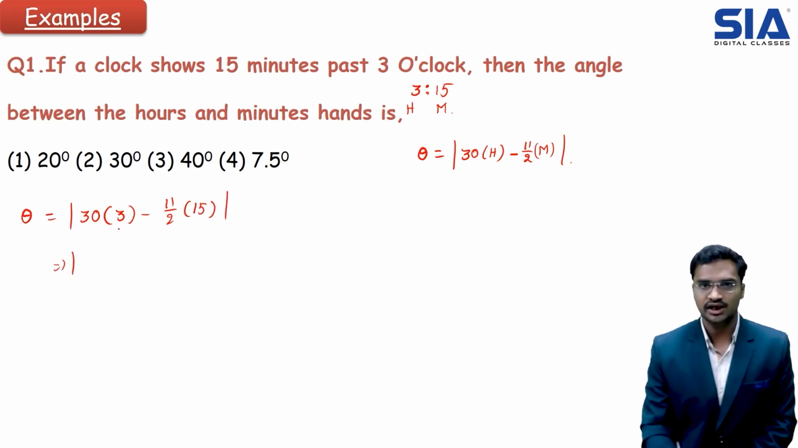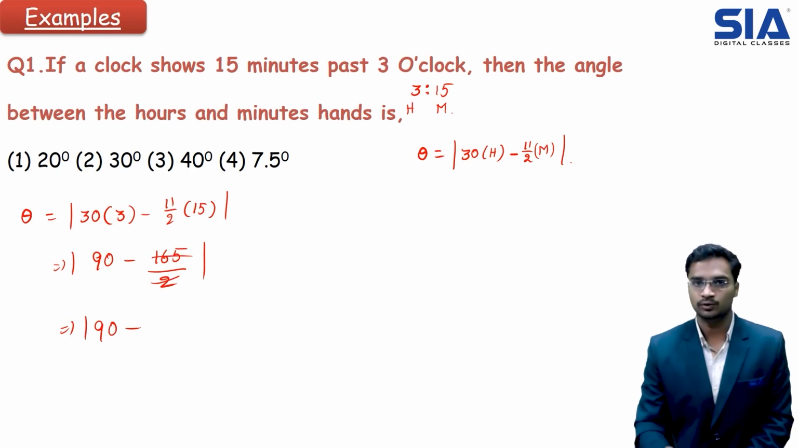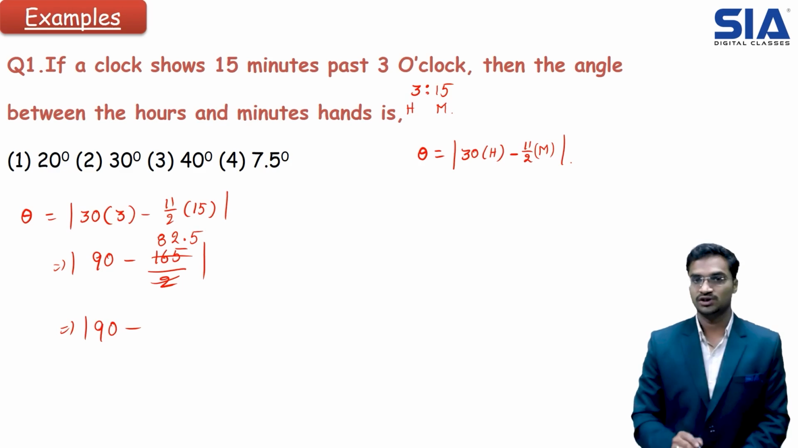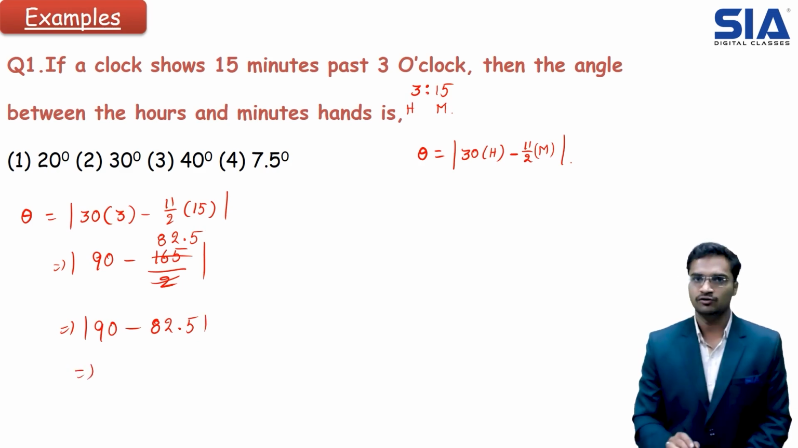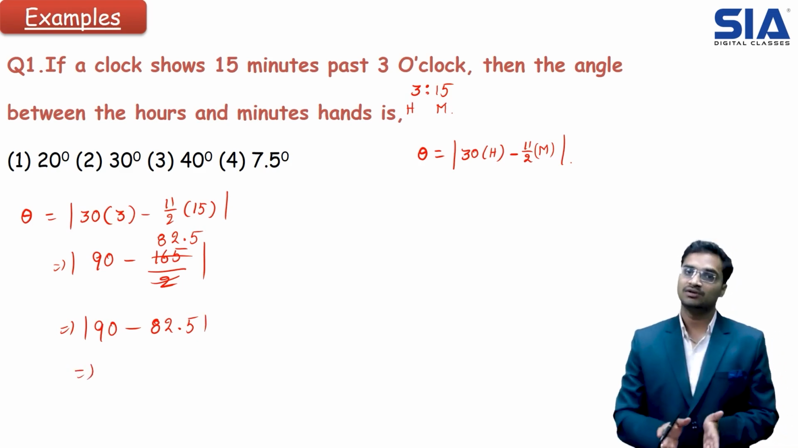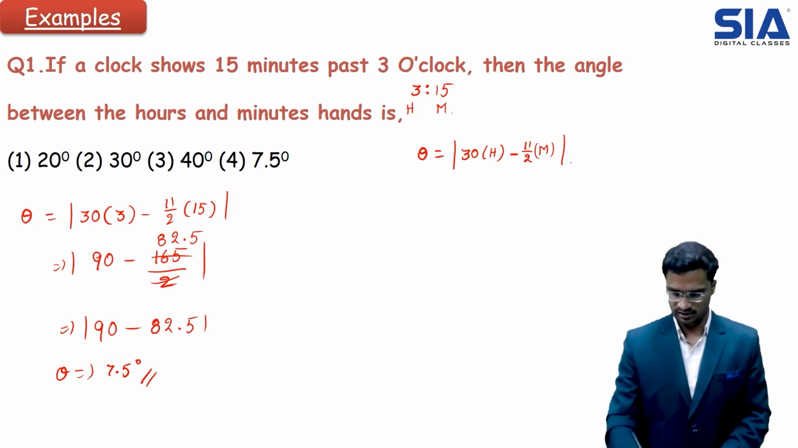So 30 into 3 is 90, minus 11 into 15 is 165 by 2. So 90 minus 165 by 2 is... 165 by 2 is 82.5. So 90 minus 82.5. The value of theta, or the angle between the hours and minutes hand, is 7.5 degrees. So our answer is 7.5 degrees, which is option 4.